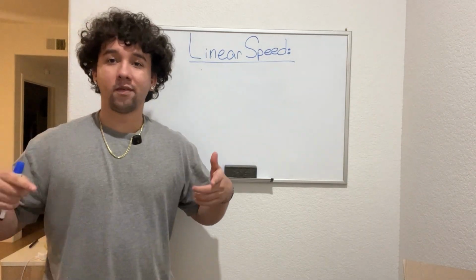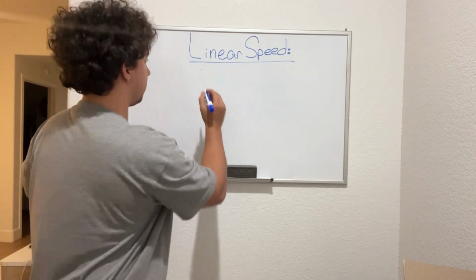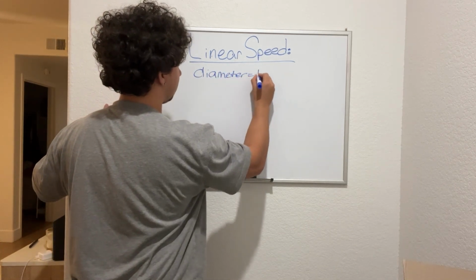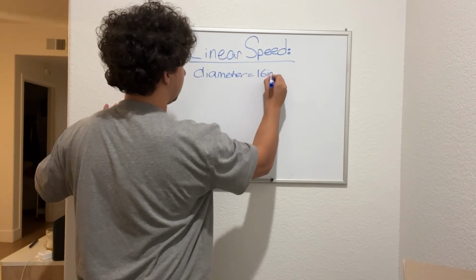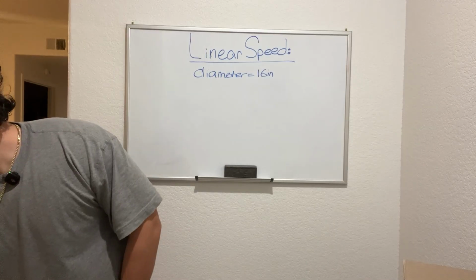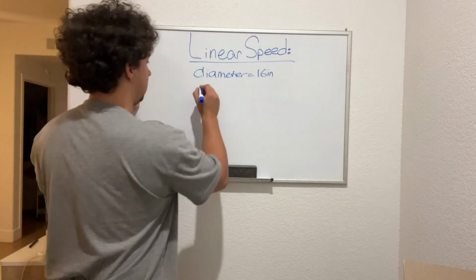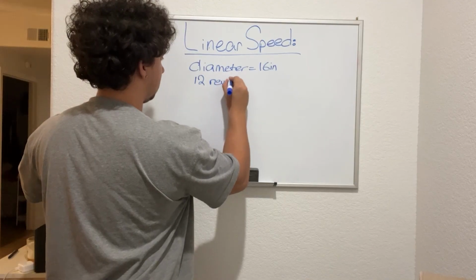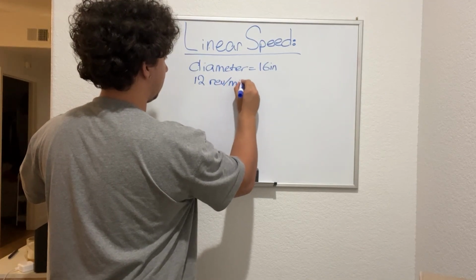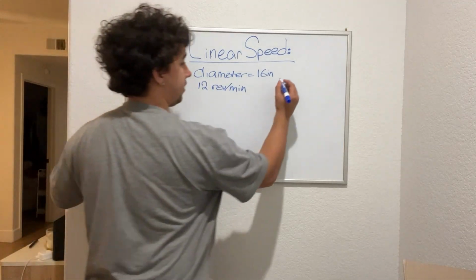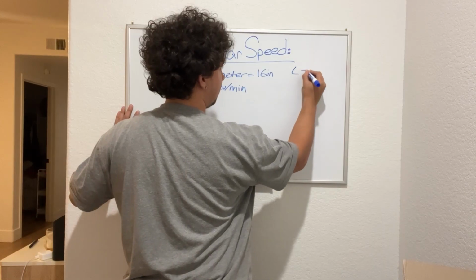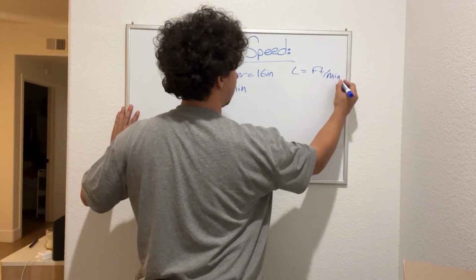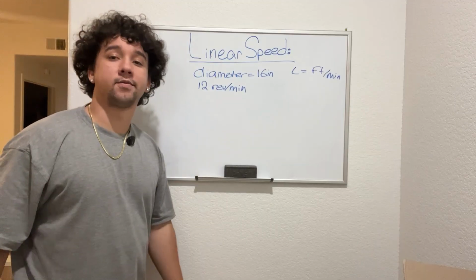All right, so first thing I'm going to do is draw everything that we got. We know that our diameter, in this case, is equal to 16 inches. The next thing that we're told here is that it's 12 revolutions per minute. And we're trying to find our linear speed in feet per minute. Well, first thing I'm going to do is find the circumference here.